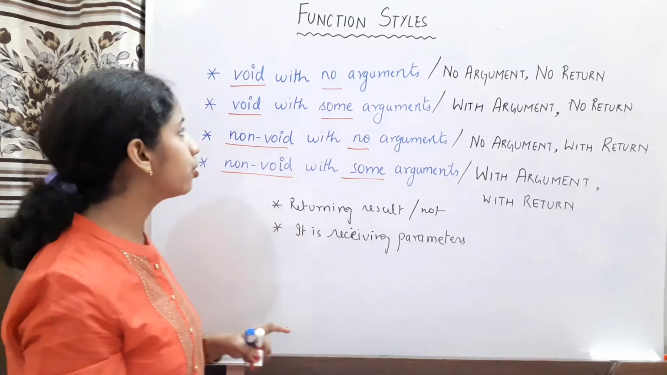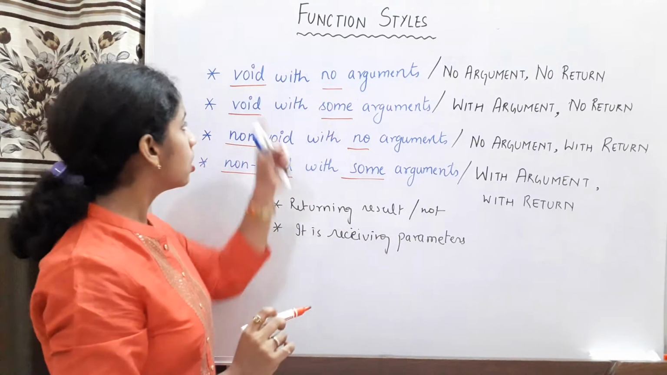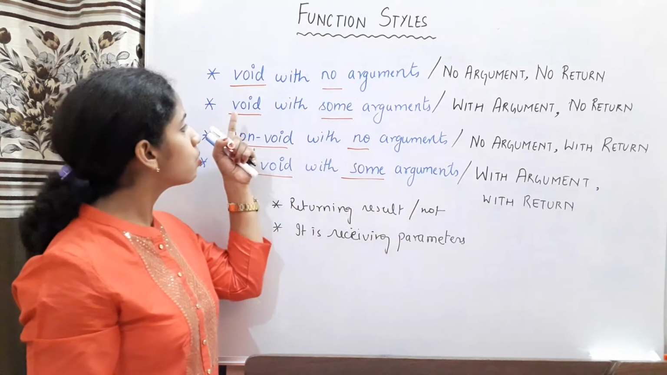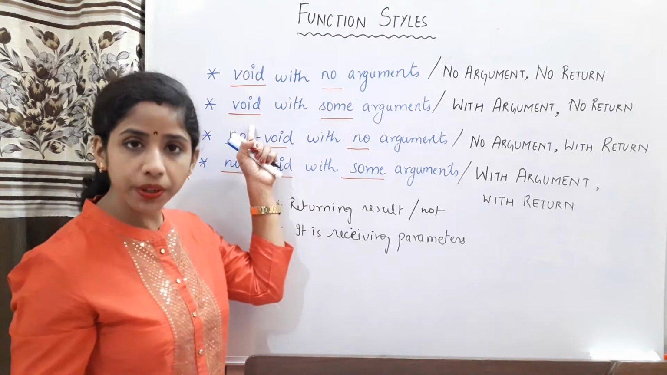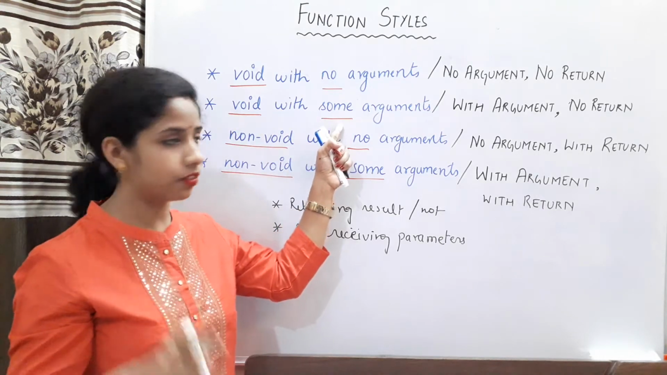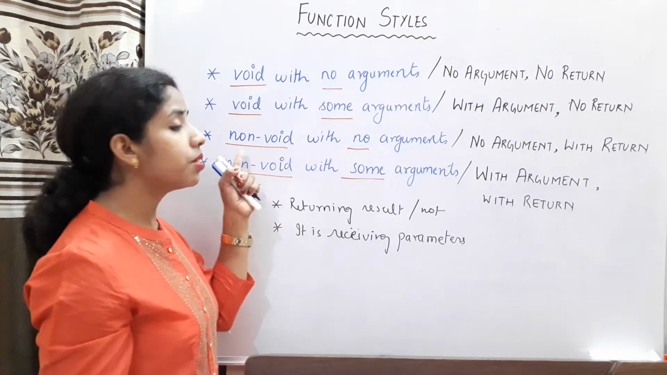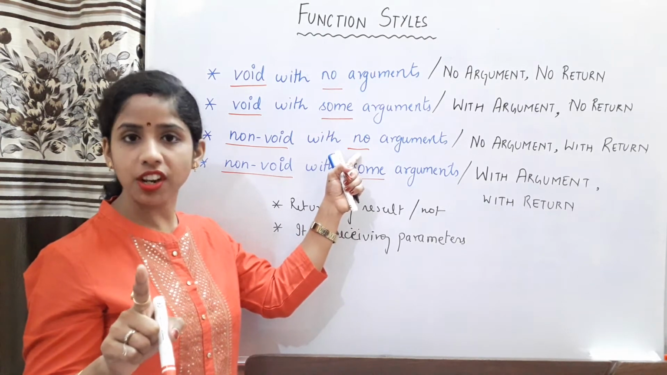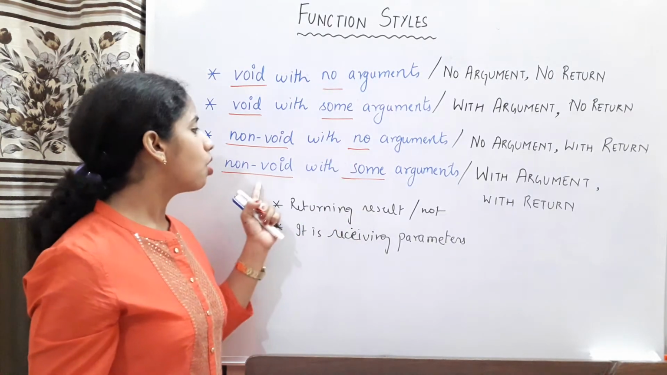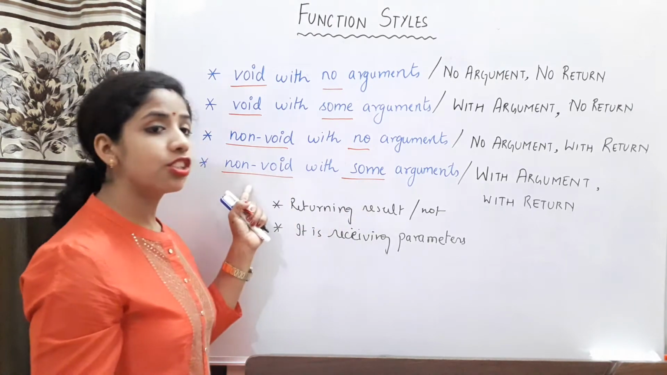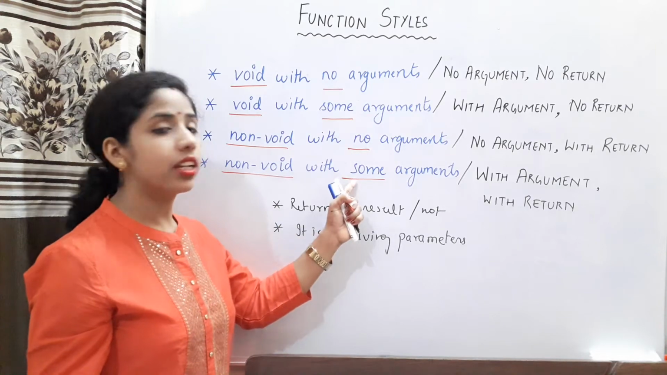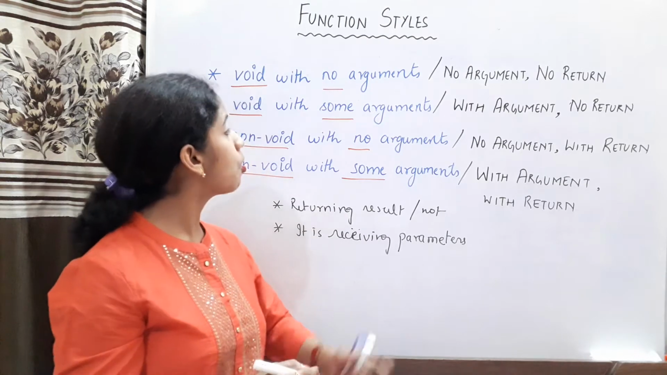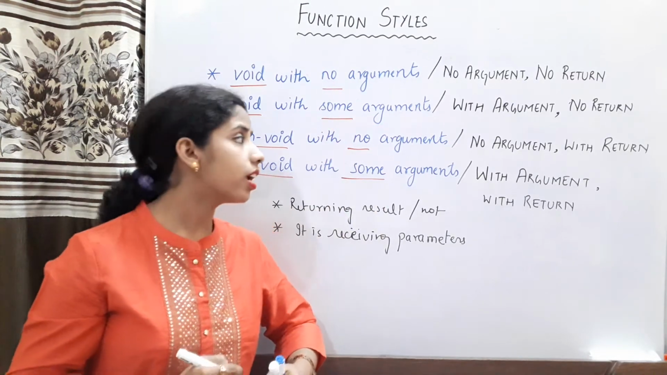If I talk about it together, void with no argument means the result will not be returned and parameters will not be received. Second is void with some argument, which means the result will not be returned but parameters will be received. Non-void with no arguments means the result will be returned but it will not receive any parameters from the function call. The fourth one is non-void with some arguments, which means the function will return the result and it will also receive the parameters.